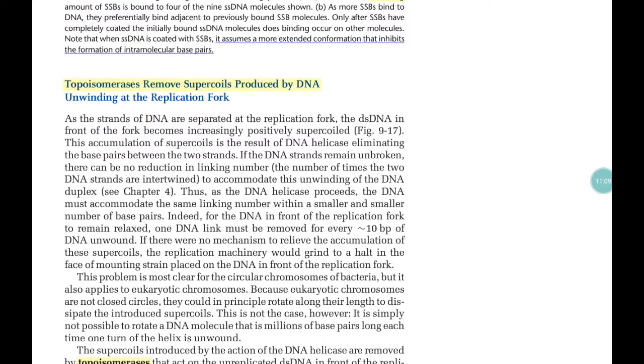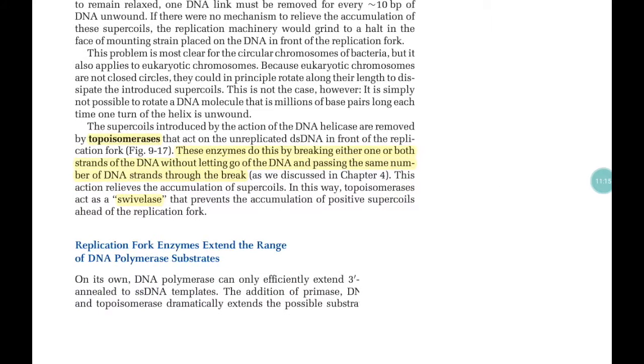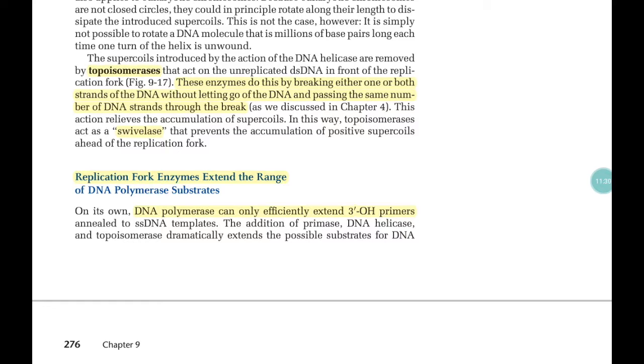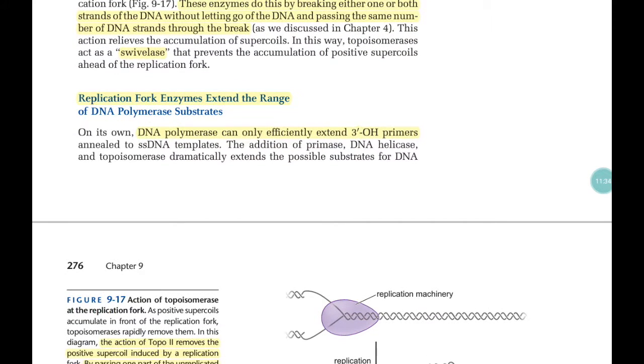Topoisomerase removes the supercoils produced by the DNA unwinding at the replication fork. The supercoils are introduced by the action of the DNA helicase and removed by the topoisomerase. This enzyme does this by breaking one or both strands of the DNA, without letting go of the DNA, and passing the same number of DNA strands through the break. DNA polymerase can only efficiently extend a 3' hydroxyl primer.